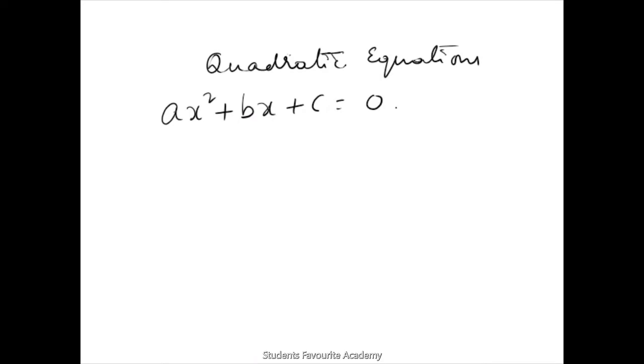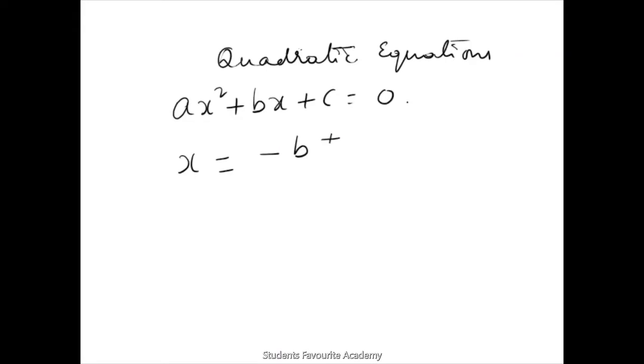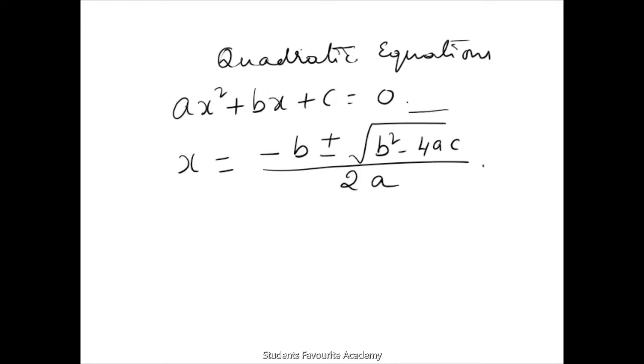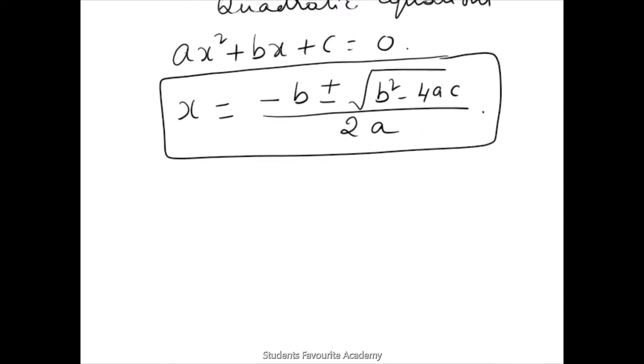So the formula you have to remember: x is equal to minus b plus or minus square root of b square minus 4ac upon 2a. This is the formula that you have to remember. You have to simply learn it by heart. This will give you the roots of the quadratic equation, where as usual b is the coefficient of x, a is the coefficient of x square, c is the constant term. So this is the formula you have to remember. Now once I solve and show you, you will understand better.